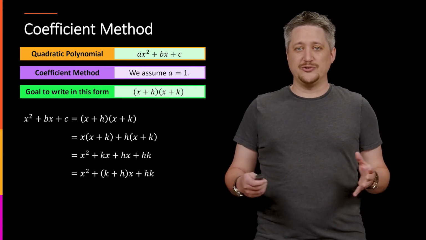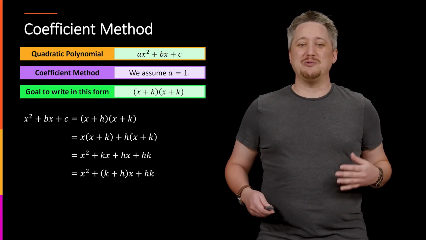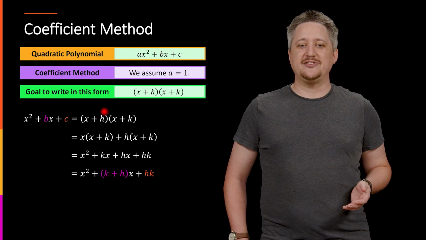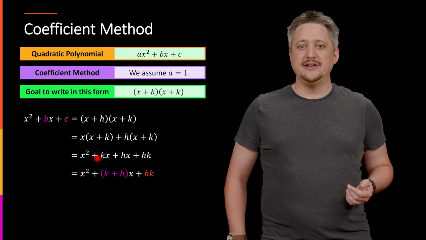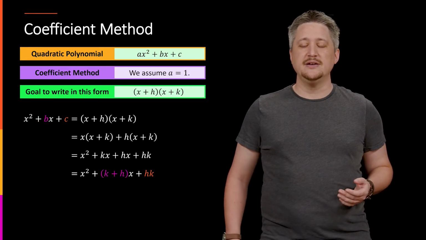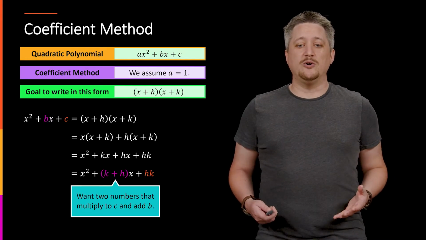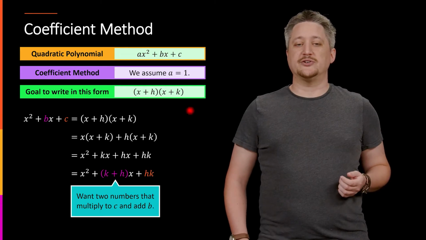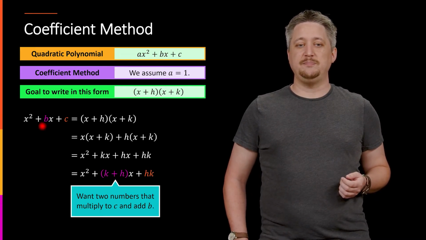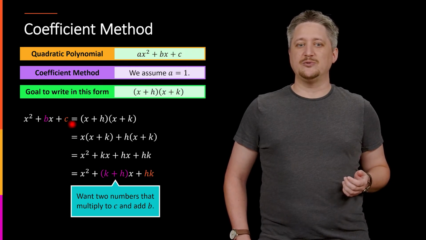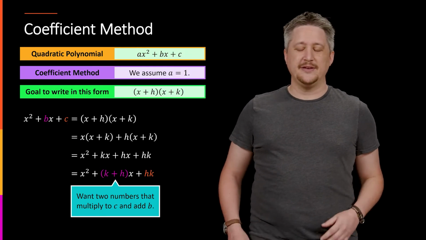All right, bunch of letters, who really cares? So this is what we want to take away. We want to notice that this hk bit, this constant, has to be the constant that we started with, c. And those same h and k, if we add them together, has to be that beginning part, b, that coefficient of b. What this tells us is that what we really want is two numbers, this h and k, such that they add up to that middle b term. So k plus h is b, and h times k is c. This motivates the coefficient method.